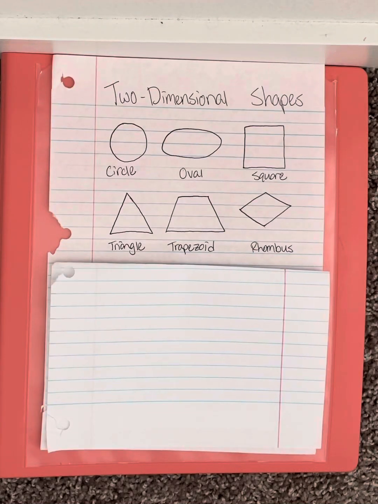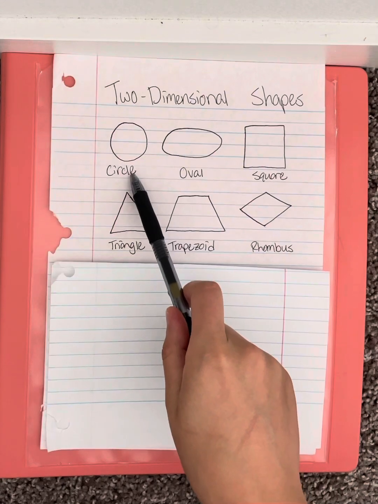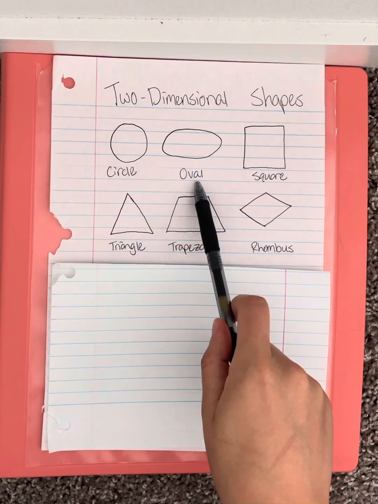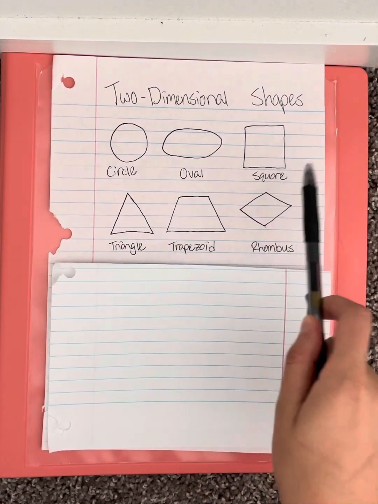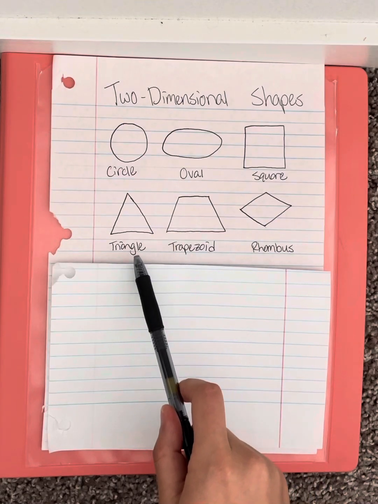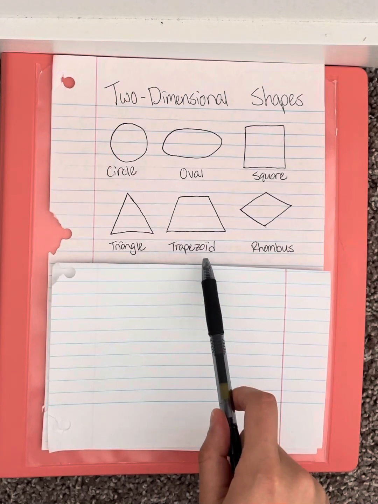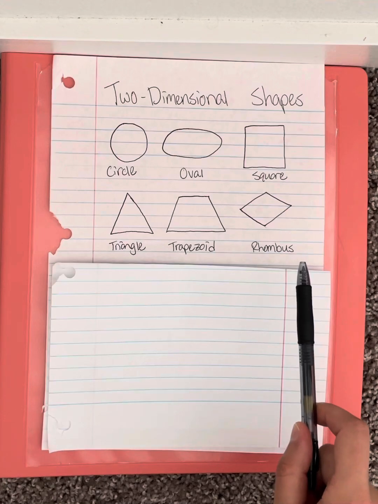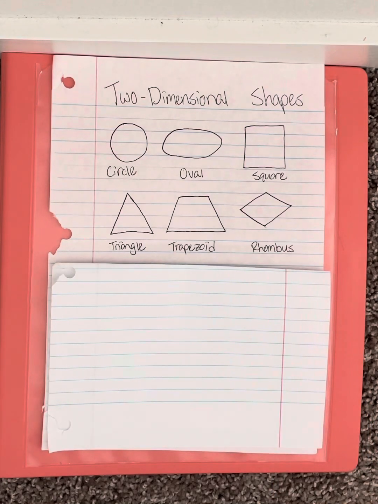Hey guys, today we're going to be classifying and sorting two-dimensional shapes based on their attributes. As you can see, I listed 6 different two-dimensional shapes. The first one we have is a circle. Second one we have is oval. Third one we have is square. Fourth one we have is triangle. Fifth one we have is a trapezoid. And then last but not least, the sixth one we have is a rhombus.